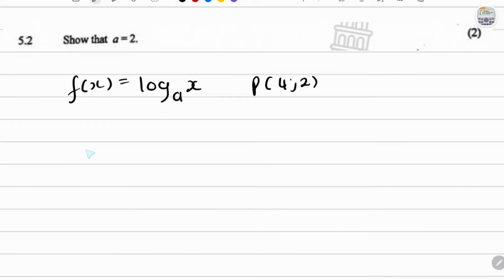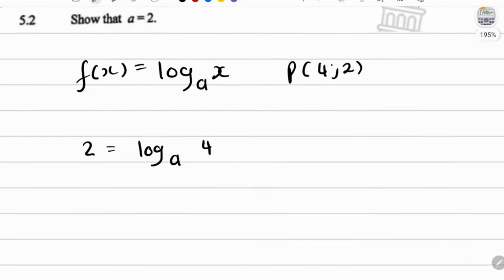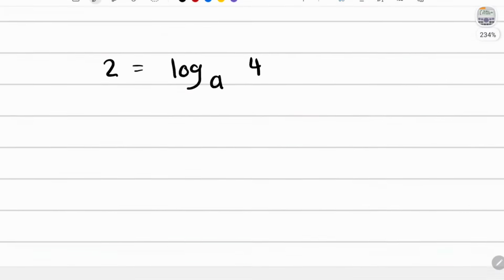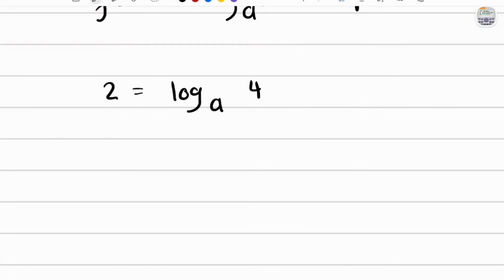So let's go ahead and substitute 4 and 2 into this equation. So the y value is 2 is equal to log, our base is still A, and the x value is now going to be 4. Okay, so now that it's in this format, we can actually put it back in exponential format so that we can solve for this, because we can't actually use the calculator for this since this is A. So this is how to put it in its proper format.